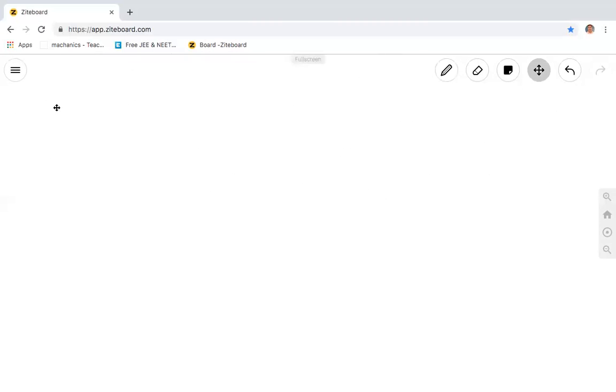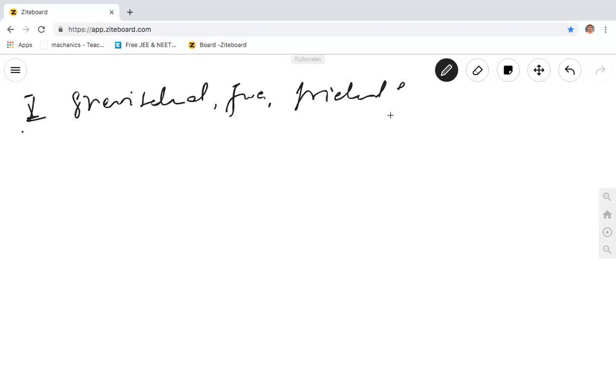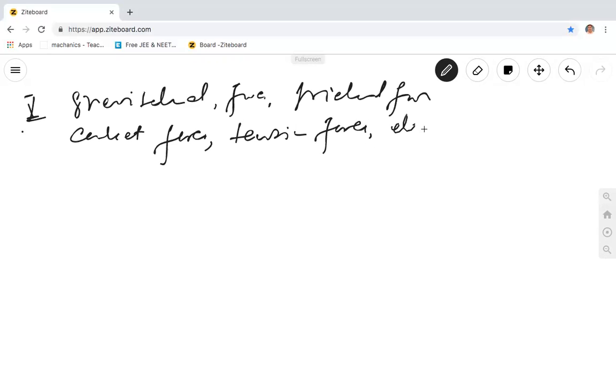I want to explain this. Let me explain this. You imagine any kind of force. So what are the forces that you can imagine? You can imagine gravitational force, frictional force, contact force, tension force, electrical force, magnetic force.